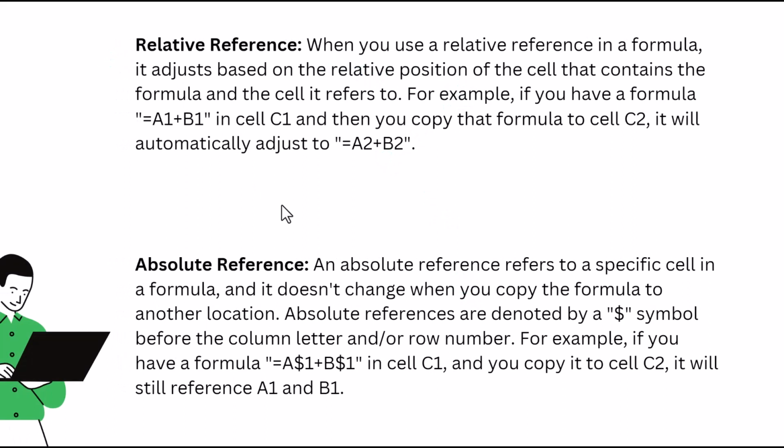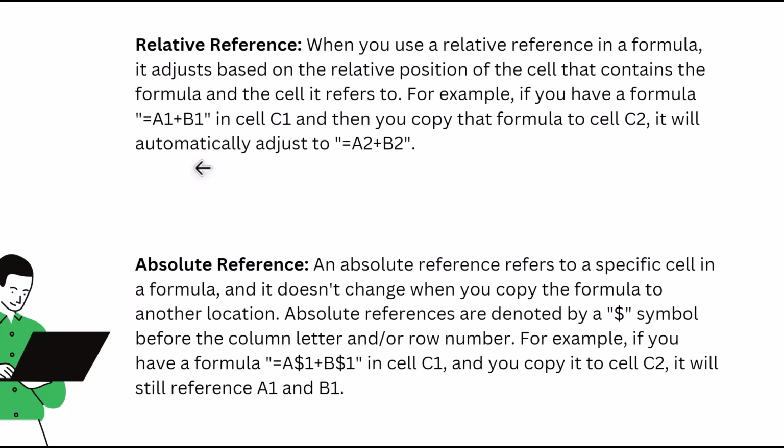So when you use a relative reference in a formula, it adjusts based on the relative position of the cell that contains the formula and the cell it refers to. Let's take, for example, that we are working in cell C1, and cell C1 has the formula equals A1 plus B1. That is, we are trying to sum the values in cells A1 and B1, and have the output in cell C1.